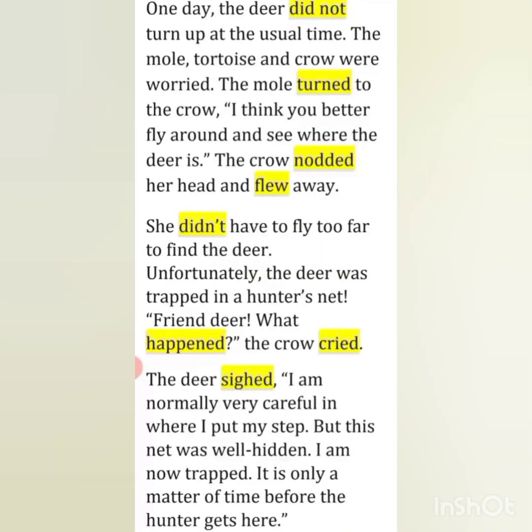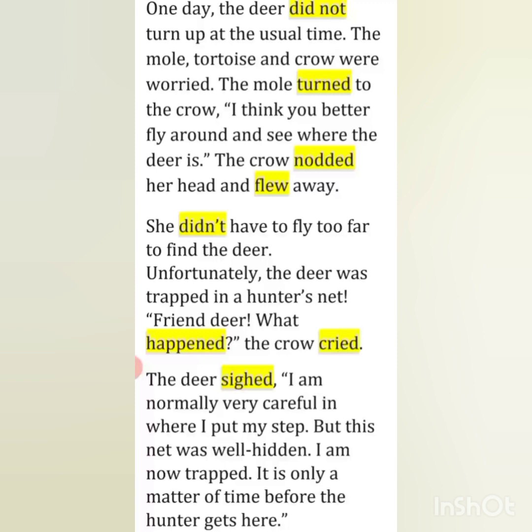One day the deer did not turn up at the usual time. The mole, tortoise, and crow were worried. The mole turned to the crow. I think you better fly around and see where the deer is. The crow nodded her head and flew away.